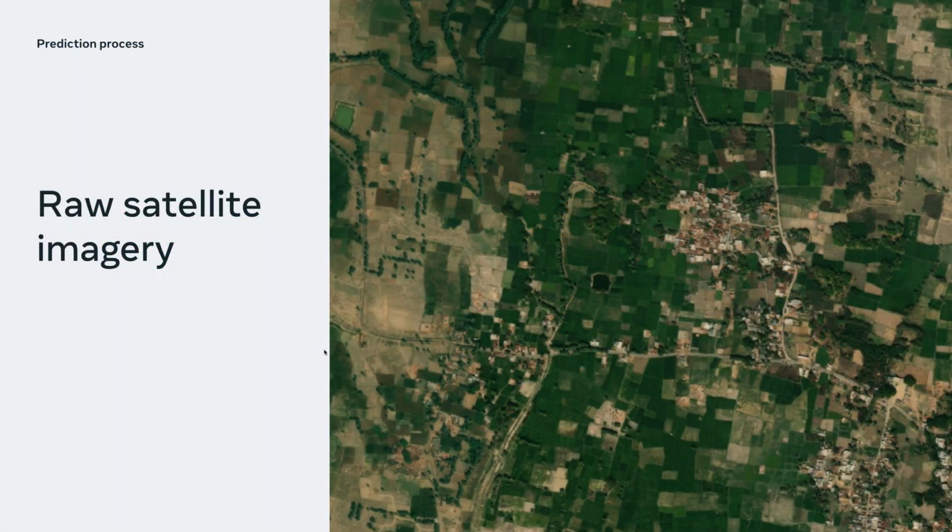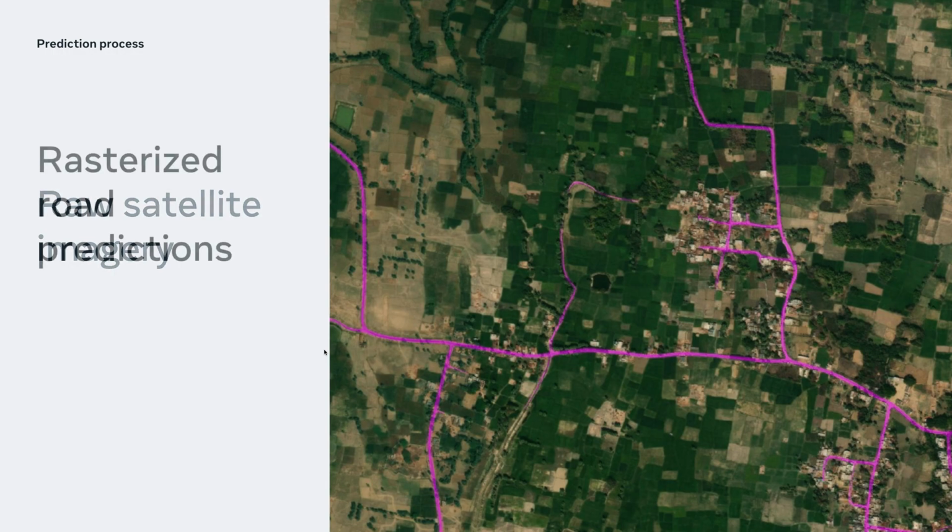So going into the process a little bit more deeply, we start with a raw satellite image like what you see here. The human eye can pick out a few roads already. And then the machine learning model looks at that single satellite image tile and creates rasterized road predictions, which is what you see, these pink lines. You can see they sort of fade in and out with tree coverage, but they do follow the same general lines that you could tell were roads.